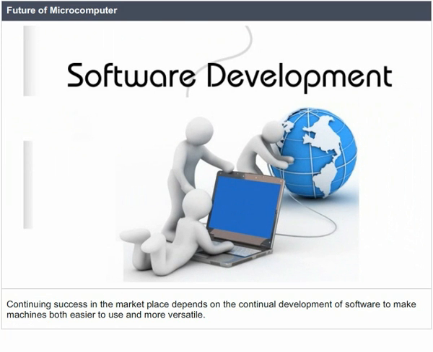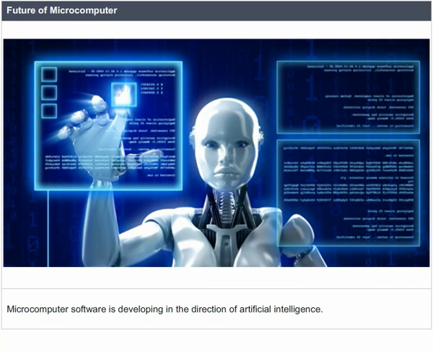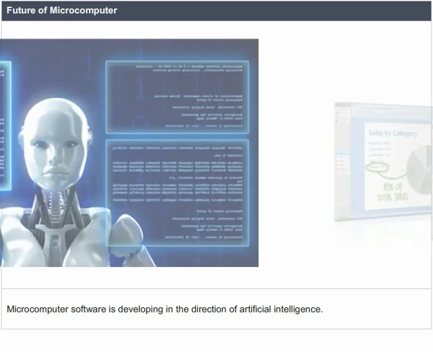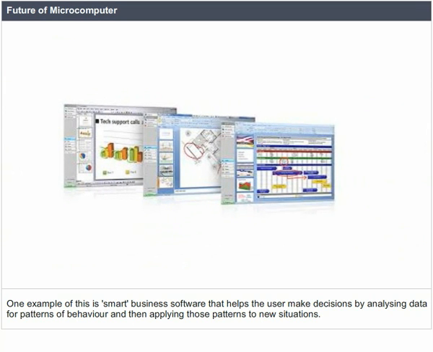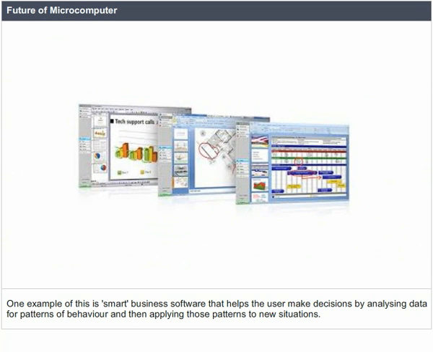Continuing success in the marketplace depends on the continual development of software to make machines both easier to use and more versatile. Microcomputer software is developing in the direction of artificial intelligence. One example of this is smart business software that helps the user make decisions by analyzing data for patterns of behavior and then applying those patterns to new situations.